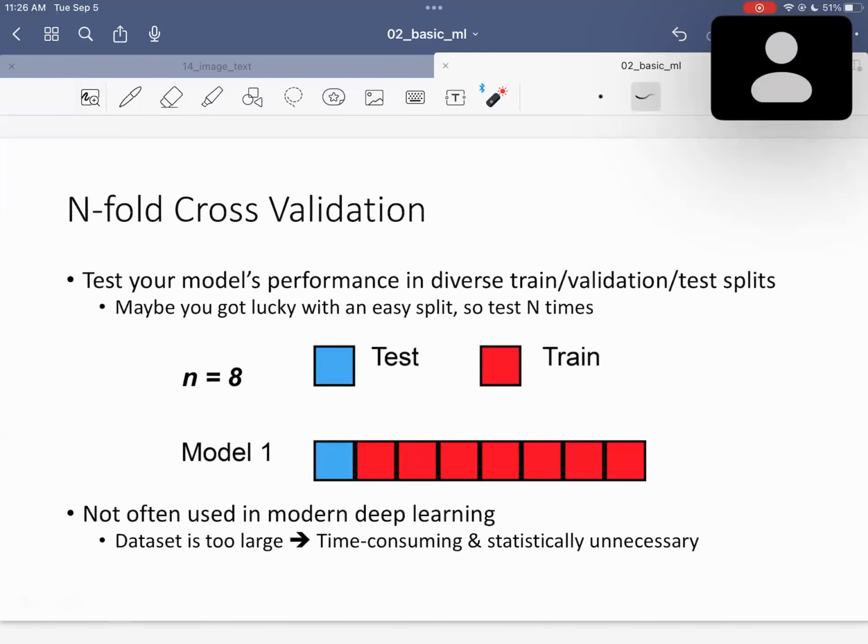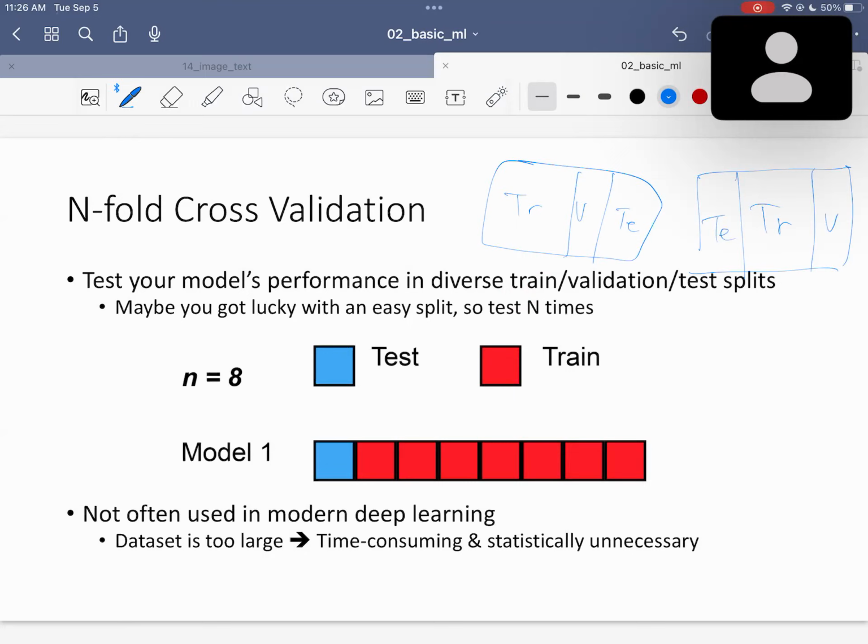Right, and now we come to something called n-fold cross-validation. The whole purpose of n-fold cross-validation is testing your model's performance on diverse train, validation, and test splits. For example, you have the entire data, and you use this part for training, this for validation, and this for testing. But this is just one split. You can also split this same data like this: this could be your training, this could be your testing, this could be your validation. It could be any split.